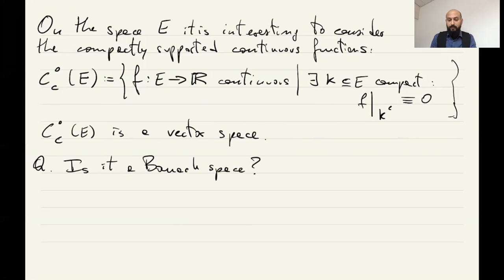Of course, to have a Banach space, one should first clarify what is the norm. What is the norm that we are considering? Okay, in this case, since the function has compact support and is continuous, then on this support it admits a maximum. So one can consider this maximum as a norm, because if this maximum is 0, the function is the 0 function.